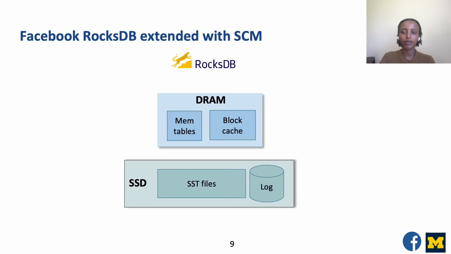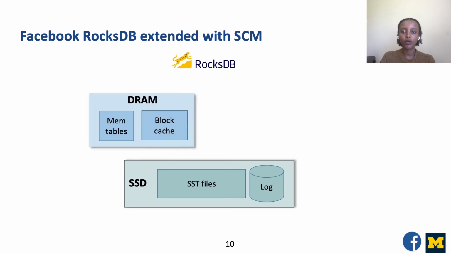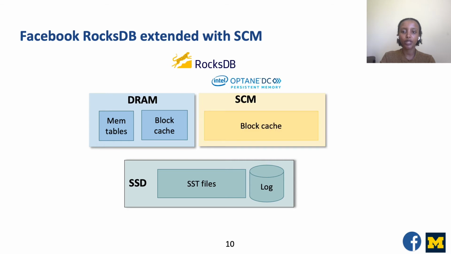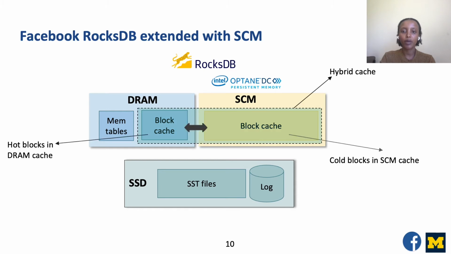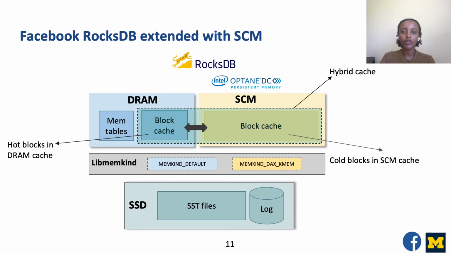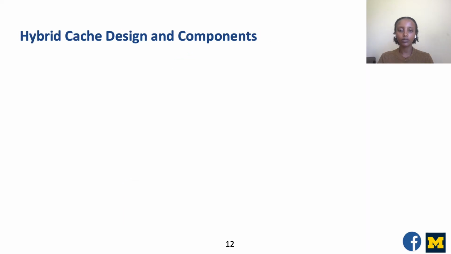So based on the implementation of RocksDB, we extended it to build a hybrid cache with a large block cache extension using Optane memory as volatile memory. Then based on locality, we placed hot blocks in DRAM and cold blocks in SCM by managing and transferring blocks between DRAM and SCM. We then use the libmemkind library, which is a library used to allocate data to different memories in RocksDB. Now let's see the details of the hybrid cache.